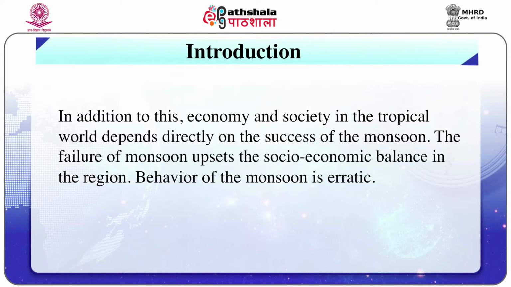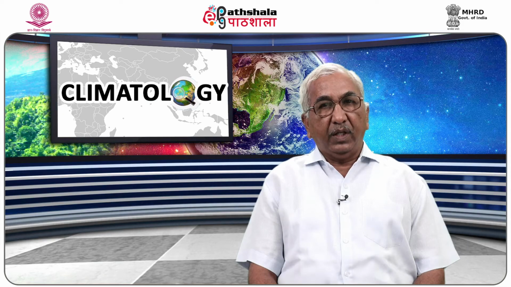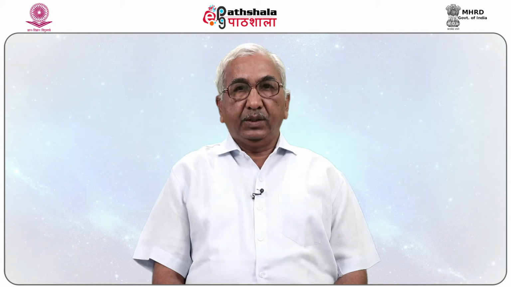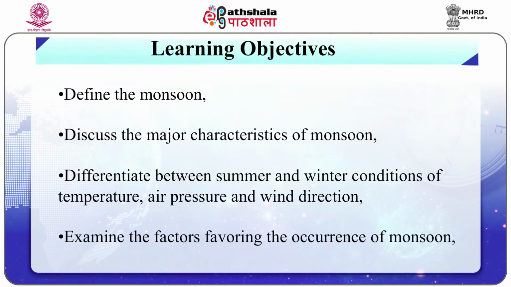In addition to this, economy and society in the tropical world depends directly on the success of monsoon. The failure of monsoon upsets the socio-economic balance in the region. Behavior of monsoon is erratic, with heavy rains in some parts of the region and the areas flooded, while in other parts there are severe drought conditions. Since monsoon plays a central role in the socio-economic life of the region, it is embedded in the socio-cultural milieu of the people in monsoon lands.